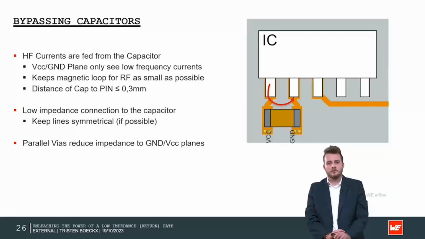Further, a low impedance connection to the capacitors with less inductance is interesting. And it's important to keep the line symmetrical if possible. And an extra tip can be that you place extra vias in parallel so there is the least impedance showing up to the system.